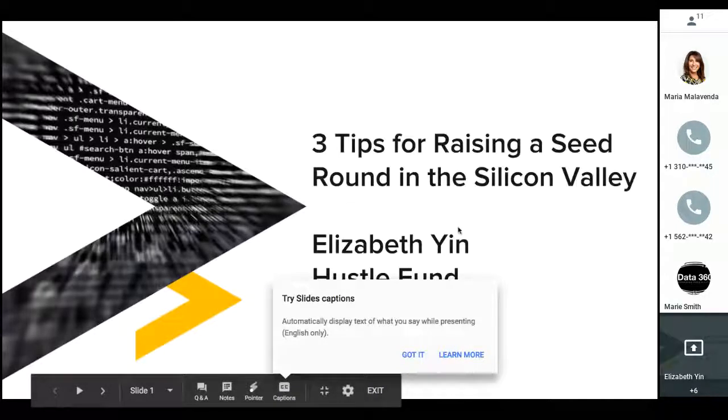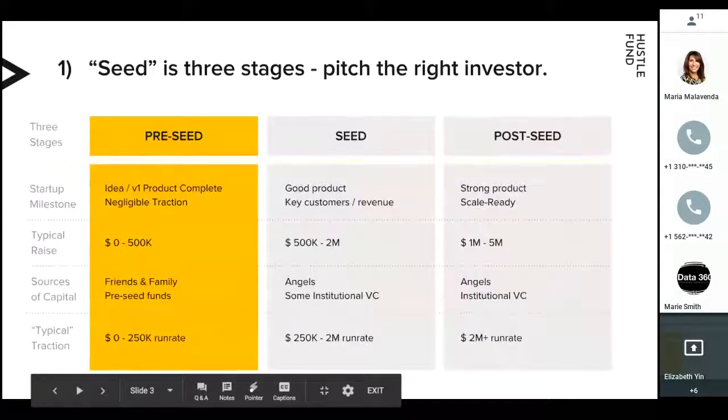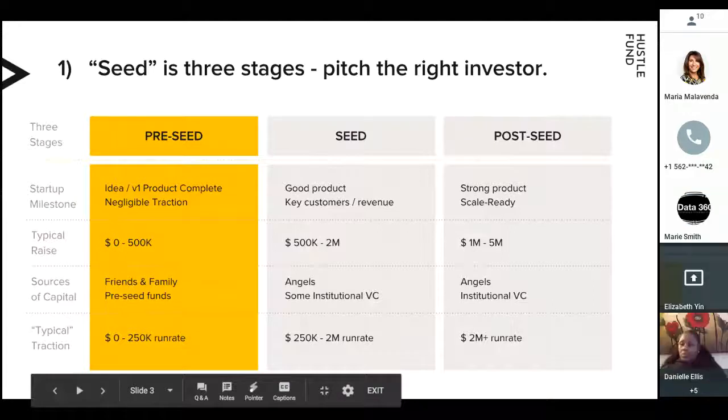Essentially, I have just a basic outline of the tips that I have found to be the most effective in raising a seed round in the Valley. I've already talked a bit about my background, being an entrepreneur and now an investor. One of the very first things to understand about raising money is where you fit into the landscape. This is particularly challenging for entrepreneurs, not just new entrepreneurs, but serial entrepreneurs, because this landscape is always changing.